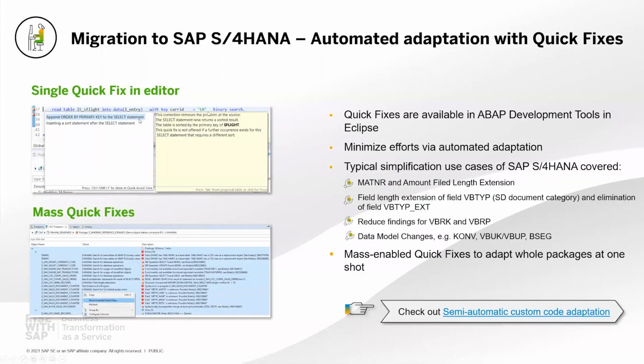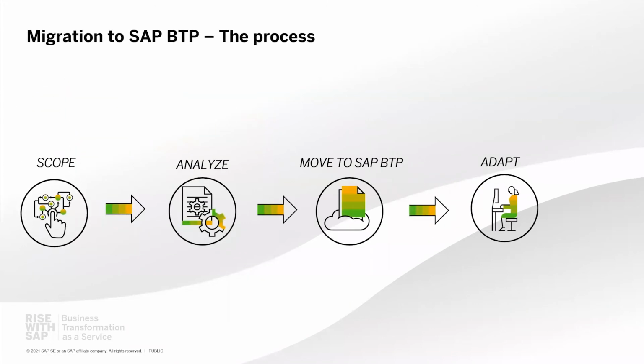Okay, so much for the quick fixes, and let's take a look at the migration to SAP BTP use case, which is also handled by the custom code migration app. It begins also with the scoping of the custom code for SAP BTP ABAP environment. Then the app analyzes the custom code for SAP BTP readiness.